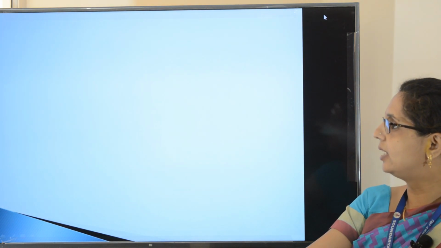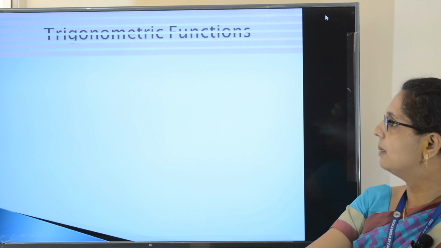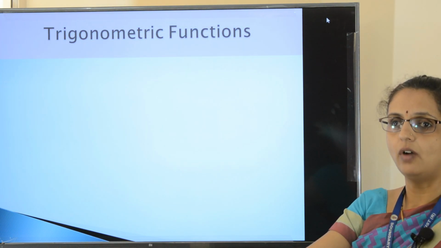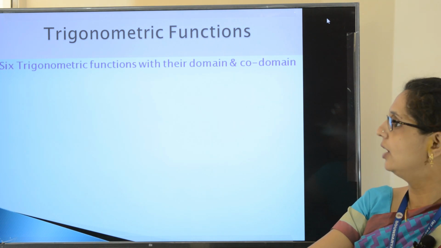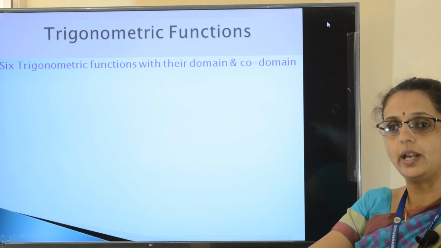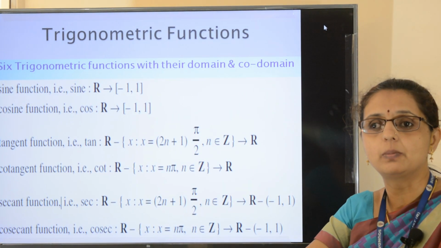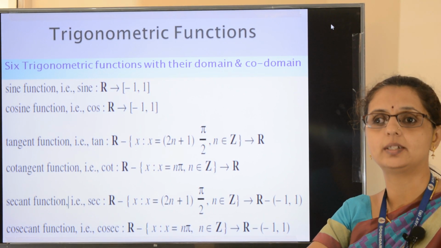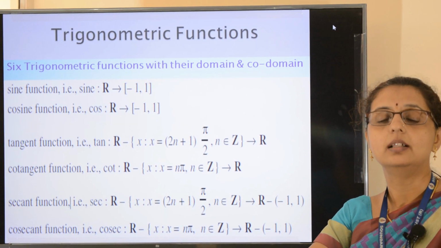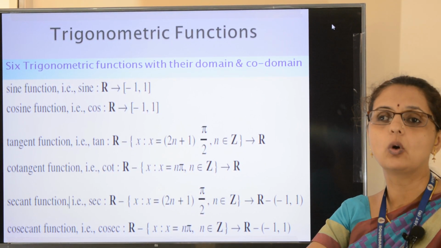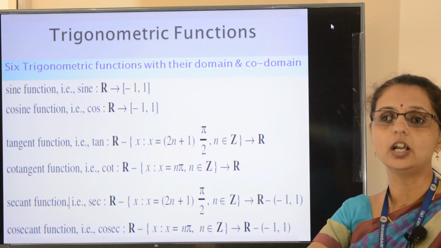Let us deal in detail with what we mean by inverse trigonometric functions. For that, let us brief out our 6 trigonometric functions with their domains and codomains. What do we mean first by domains? If a relation or function is defined from set A to the set B, then the set A is called the domain and the set B is called the codomain, which we already know.